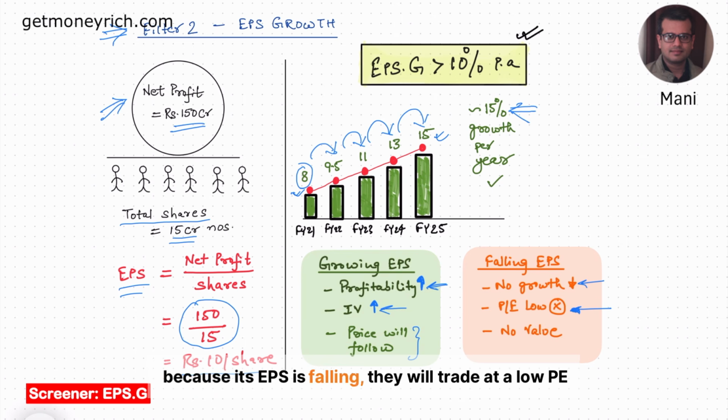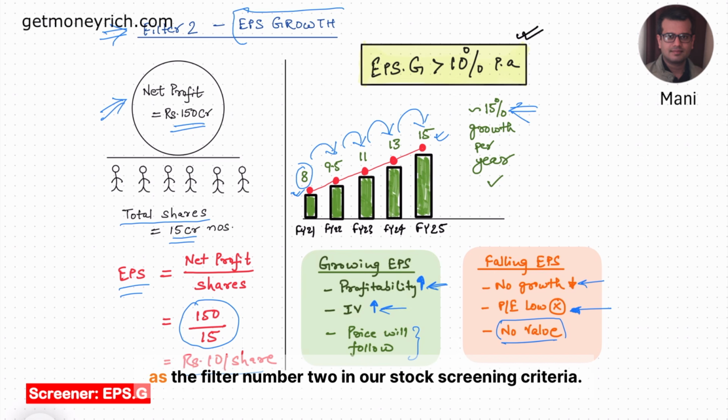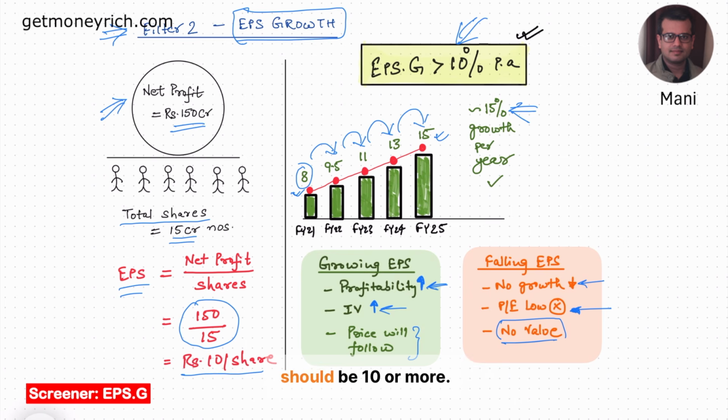Because its EPS is falling, they will trade at low PE multiples, because expert investors will not invest in such a stock. So they will trade at low PE. That's why I have kept EPS growth rate as the filter number 2 in our stock screening criteria. And for me, the criteria that I want to keep to filter a high quality stock is EPS growth rate should be 10 or more.